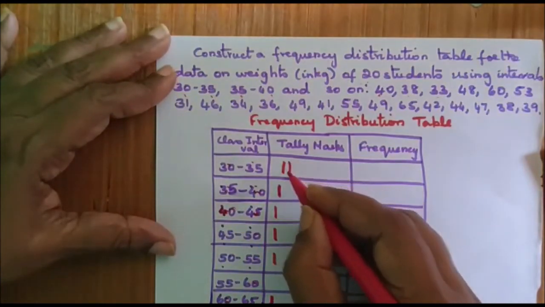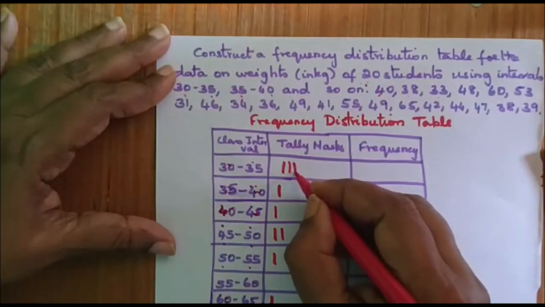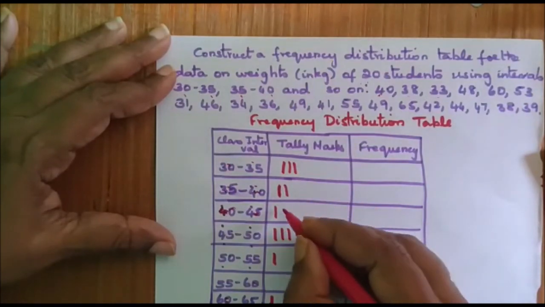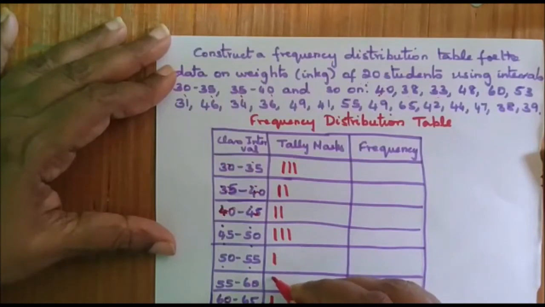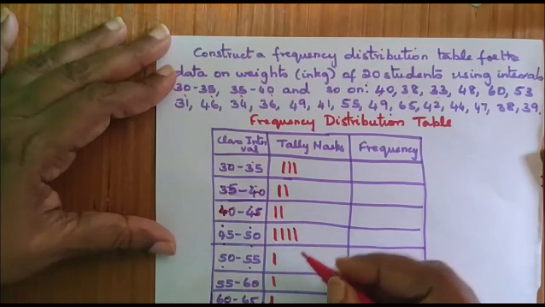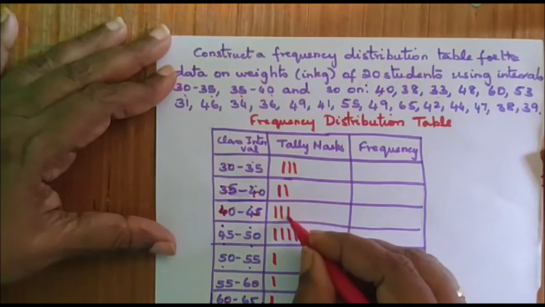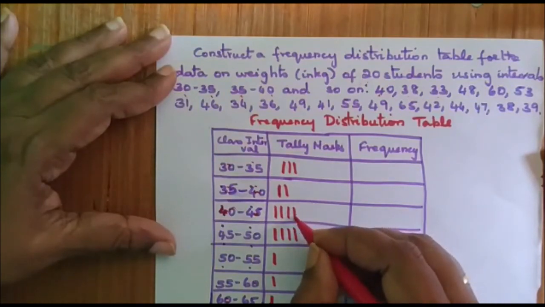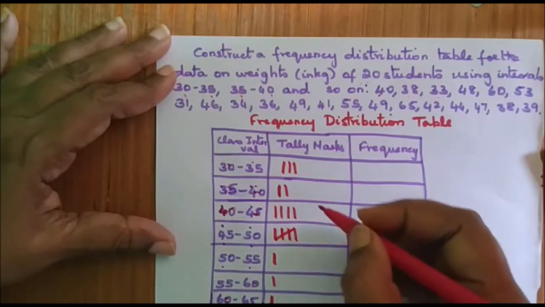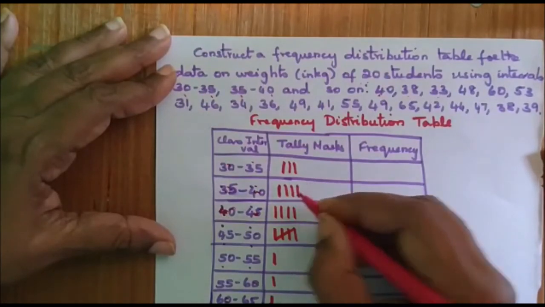Then 31. 46. 46 comes here. 34. 36. 49. 41. 55. 55 comes here. 49. 49 comes here. 65. 65 comes here. 42. 42 comes here. 44. 44 comes here. 47. So here this is 47. 38. 38 comes here. 39. 39 also comes here. Okay.